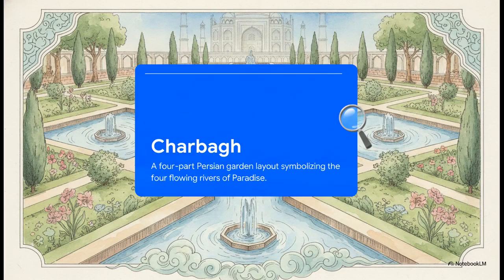So, the crucial concept you need to know to understand the whole complex is the charbagh. The designers framed this entire space as a literal representation of heaven on earth. The concept is deeply rooted in Persian mysticism, where paradise is envisioned as this ideal, perfectly ordered garden divided by 4 flowing rivers. This idea? It's the philosophical foundation upon which the entire legend of the Taj Mahal is built.